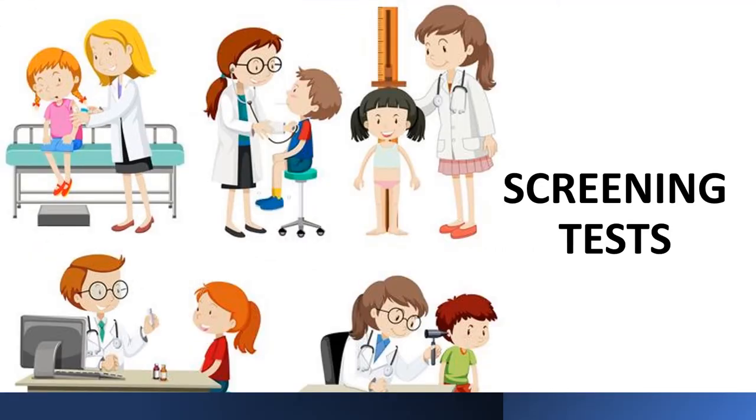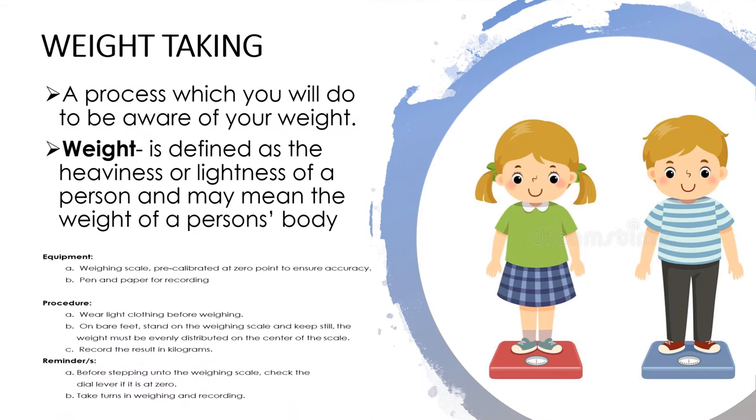What are the different screening tests? Weight taking. It is a process which you will do to be aware of your weight. Weight is defined as the heaviness or lightness of a person and may mean the weight of a person's body. Weighing beyond the normal weight may mean that the child is overnourished, which may also affect the child's health. It is important to get an accurate weight of growing up teens to assess whether a child is growing well or growing thin due to malnutrition or other factors.